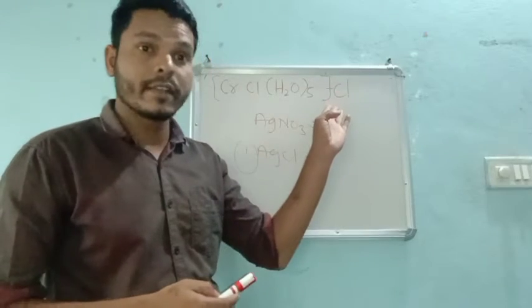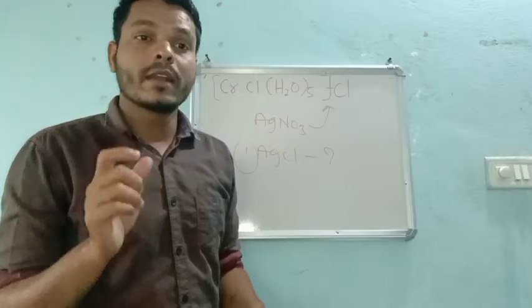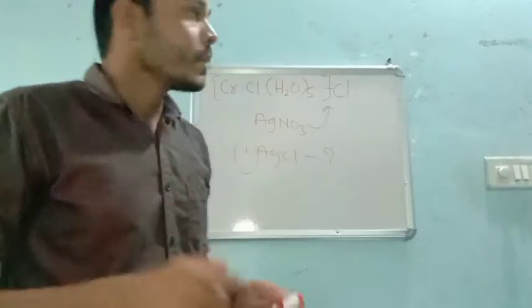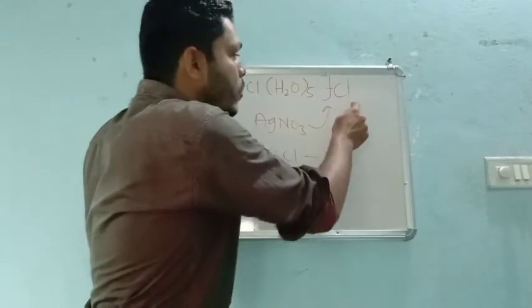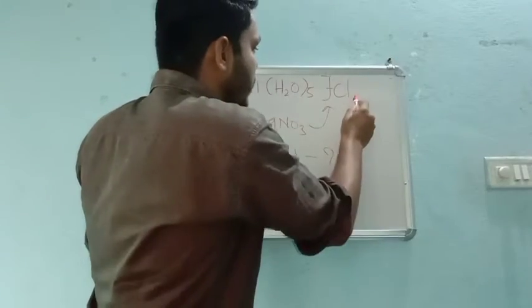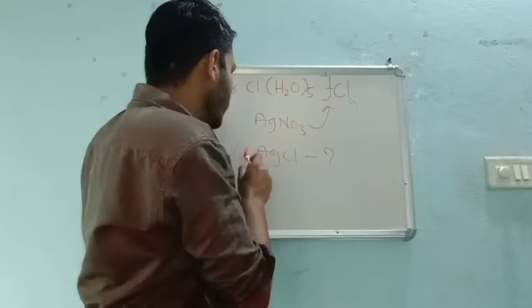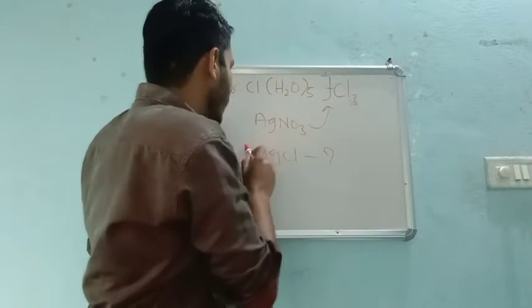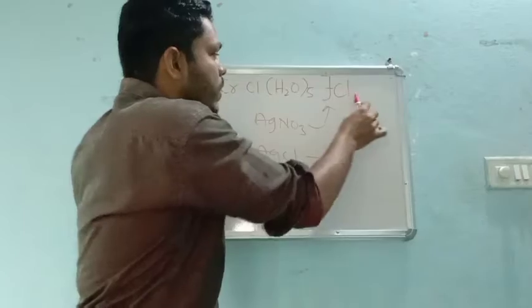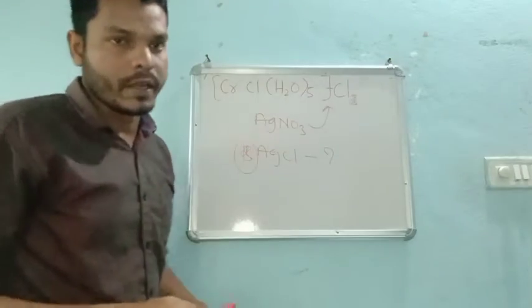I have conducted the experiment on this. Whenever there is a presence of chlorine, a white colored precipitate will be formed, right? So that means with this question, there are 2 Cl. That means 2 AgCl will be liberated. If it is 3, then definitely 3 moles. If it is 1, then definitely 1 mole of AgCl will be precipitated out.